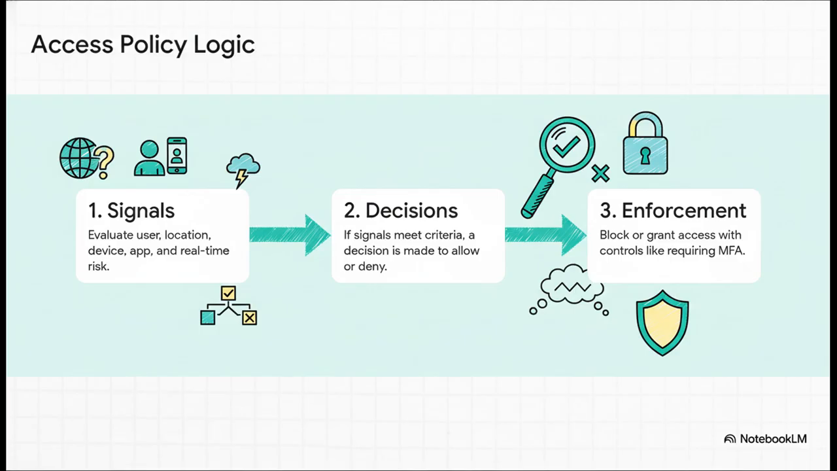For example, if a user is a member of the finance leadership group and they're trying to access the corporate financials app, and they're signing in from a country they've never been to, and their device isn't marked as compliant, then we make the decision to block access completely. This real-time, multifaceted evaluation for every single sign-in is what makes your security posture so adaptive and so robust.